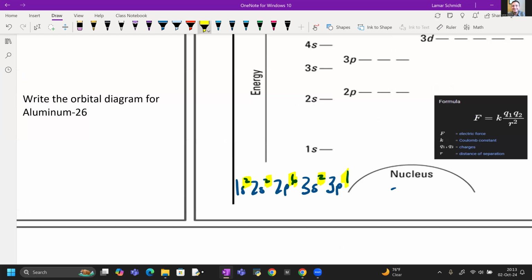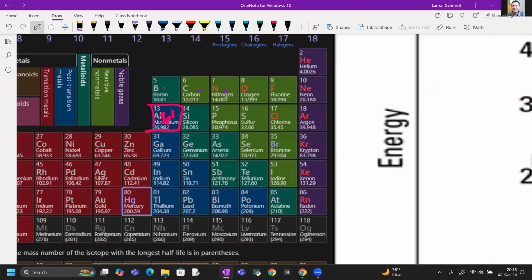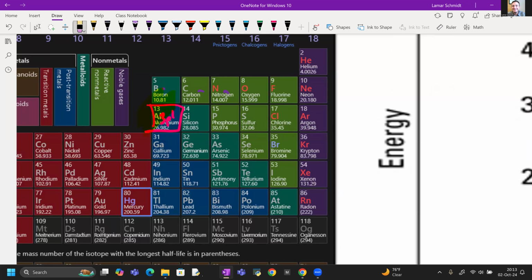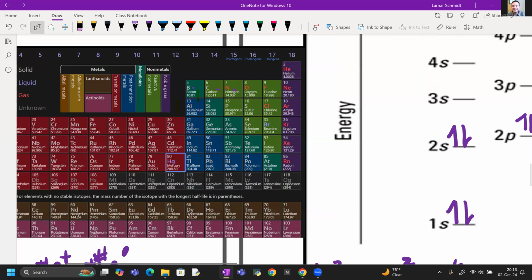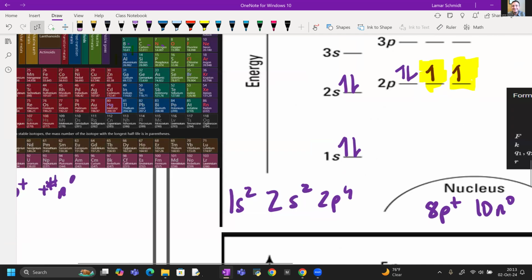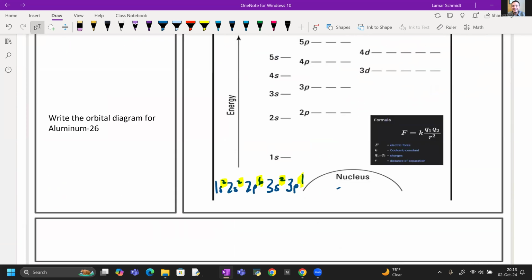Now we know we have the right number because we should have 13 electrons because we have a neutral charge on this aluminum. So neutral charge means we have the same number of protons and electrons. So since we know we have 13 protons in aluminum, we should show 13 electrons. So also we notice that this is aluminum 26. So what does that mean? We have 13 protons. How many neutrons do we have? Well, we should have 13 neutrons because 13 plus 13 gives us 26. And so there we're on our way with that.